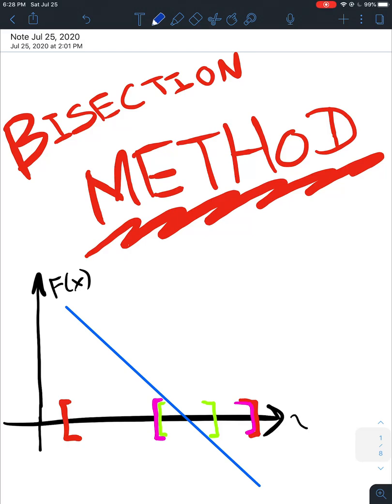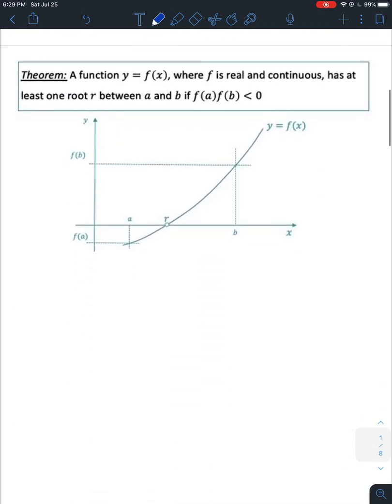Hey YouTube, in today's video let's talk about the bisection method, which is a form of the bracketing method. This method is used to find zeros or roots of the equation in the form of f(x) = 0. In order for a root to exist, f(a) times f(b) must be a negative number.